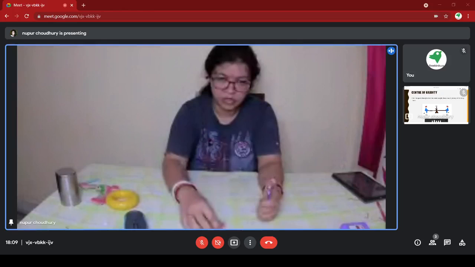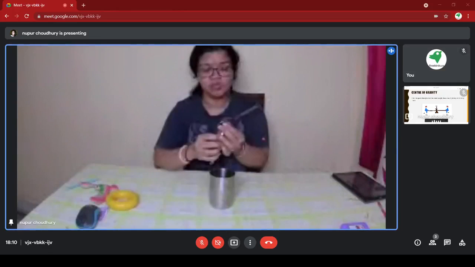It will not fall off. Likewise, there is another activity which we can do using the balancing act, or you can say the center of gravity. So what I have is a spoon and a fork. I have a spoon.